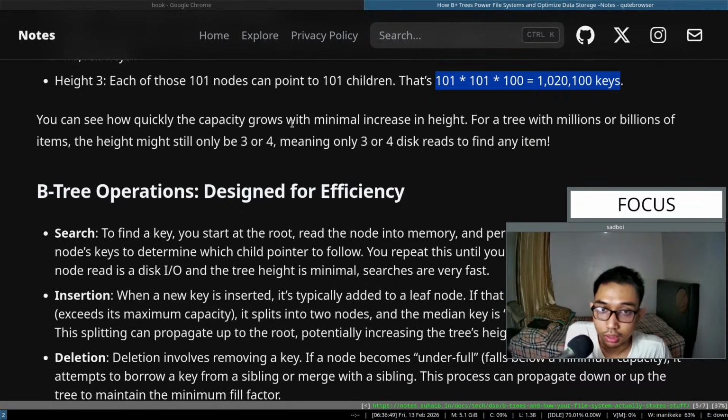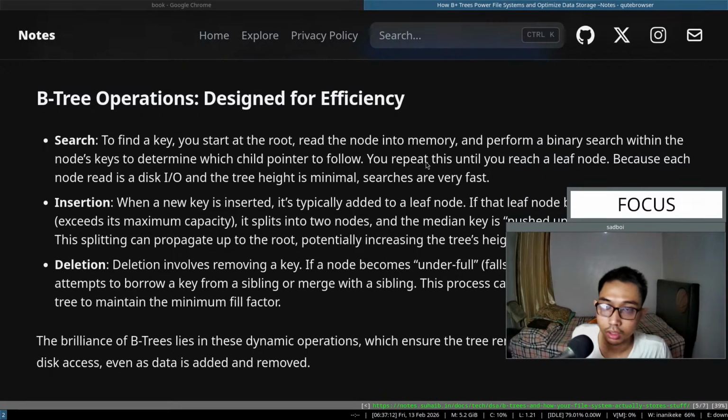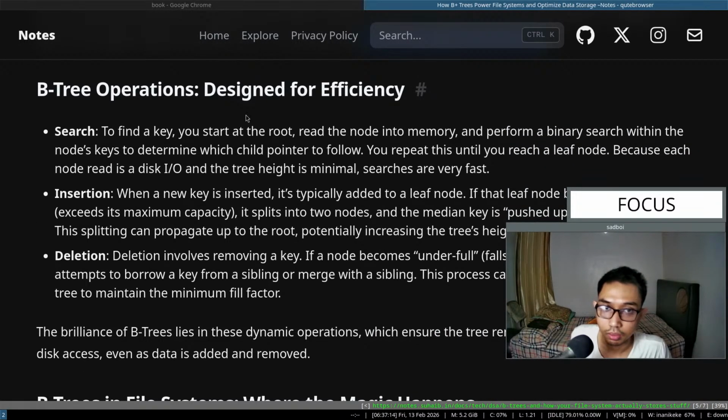Quickly the capacity grows with minimal increase in height. For a tree with millions or billions of items, the height might still only be 3 or 4, meaning only 3 or 4 disk reads to find any item. Design for efficiency.